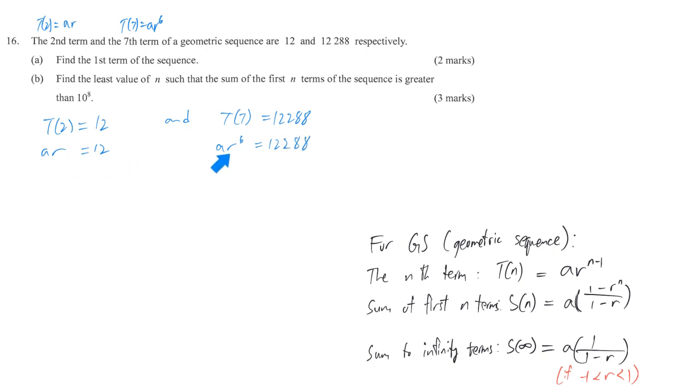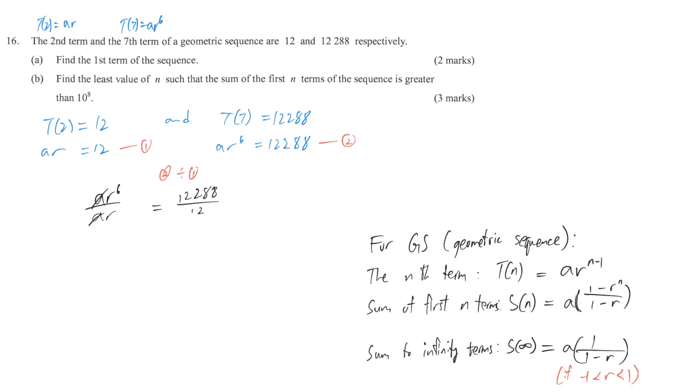This is a simultaneous equation, and then you are going to think: addition, subtraction, multiplication, division. Which one helps you to remove one of the unknowns? A and A, so you remember the trick is we are going to divide. That's equation 1, that's equation 2. We are going to consider the second one divided by the first one because I prefer integers rather than fractions. So we have A R power 6 divided by A R should equal 12288 divided by 12.